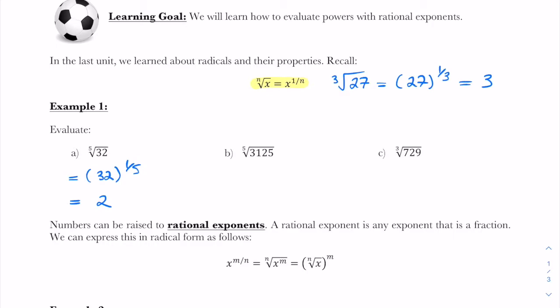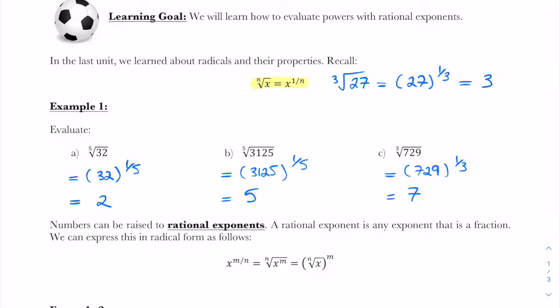In part B, we're taking the fifth root of 3,125. This is equivalent to the base of 3125 raised to the exponent of 1 over 5. Evaluating this on your calculator will give you 5. And finally, the cube root of 729. This is equivalent to the base of 729 raised to the exponent of 1 over 3. What we're really asking here is what number to the exponent 3 gives you 729. Cube rooting this base will give you the value of 7.